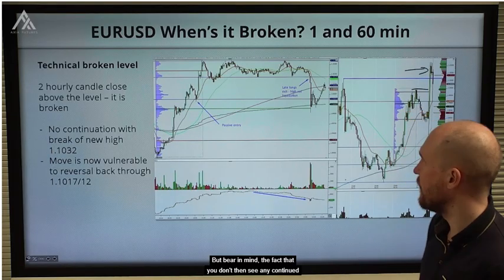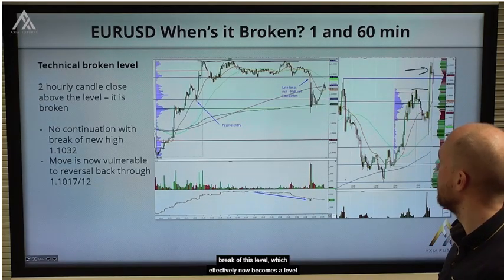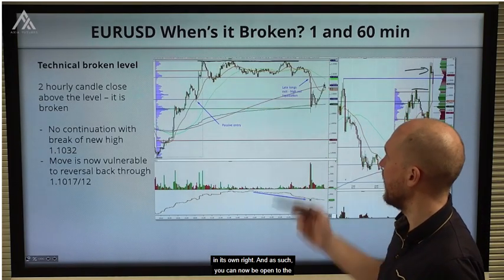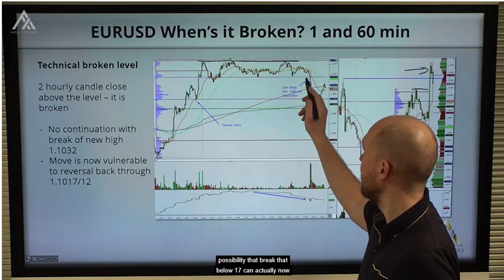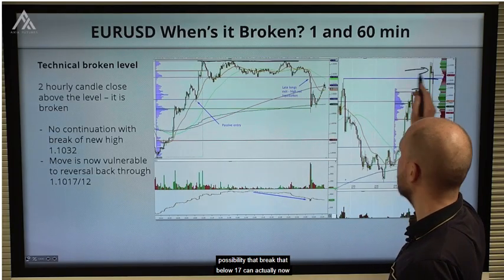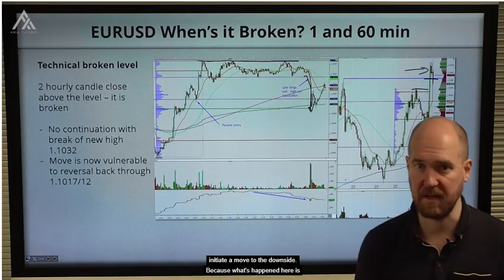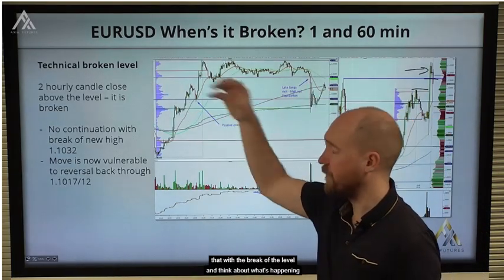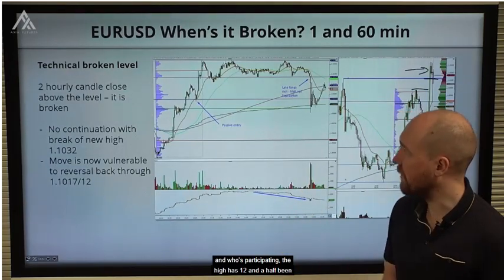But bear in mind the fact that you don't then see any continued break of this level, which effectively now becomes a level in its own right. And as such, you can now be open to the possibility that a break back below 17 can initiate a move to the downside. Because what's happened here, and think about what's happening and who's participating, is that the high at 12.5 has been broken.